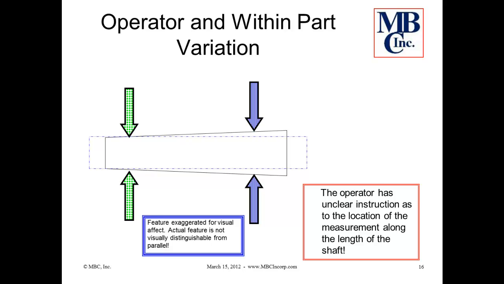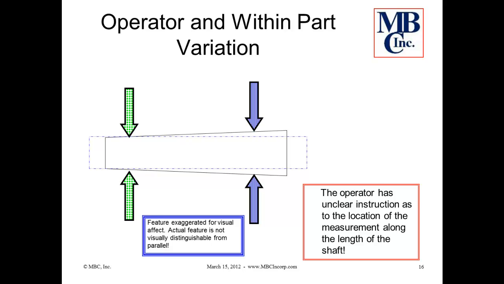The feature again is exaggerated for effect on this slide presentation. The actual feature, the taper, would not be visually distinguishable from parallel. But if one operator measured at the green arrows, another operator measured at the blue arrows, they would get significantly different readings as to the diameter of this shaft. This could also be, again, customer-supplier differences in location of measurement. So clear instructions as to the location of the measurement must be taken.